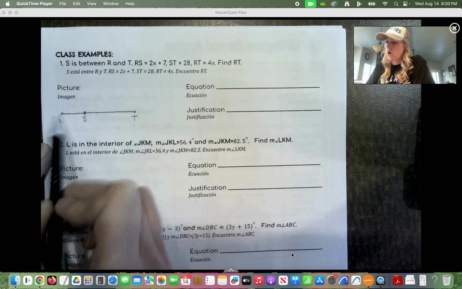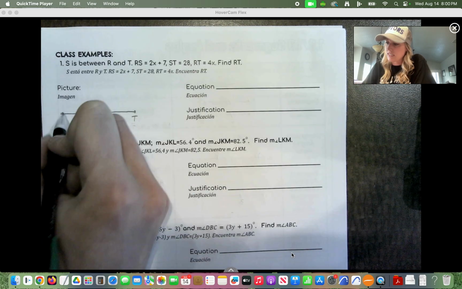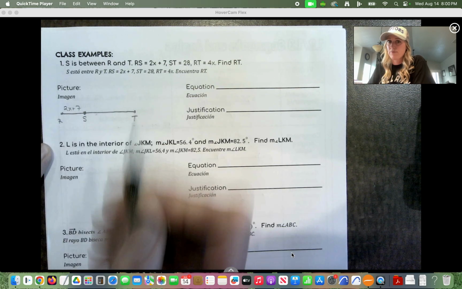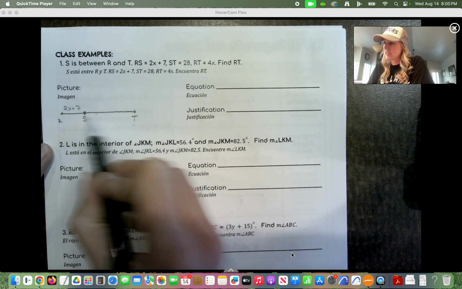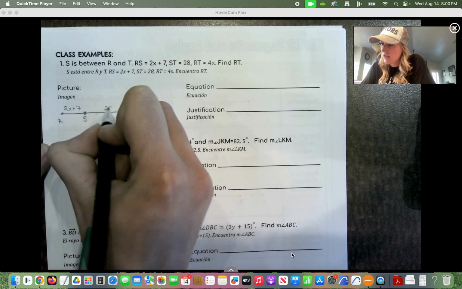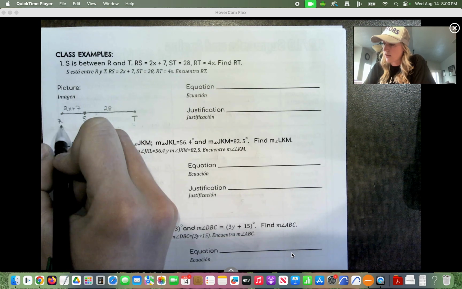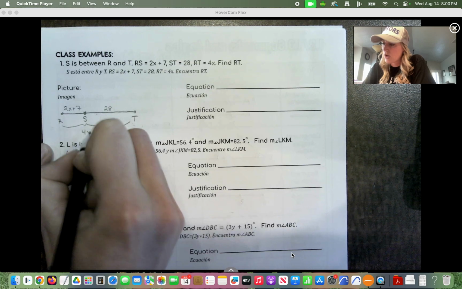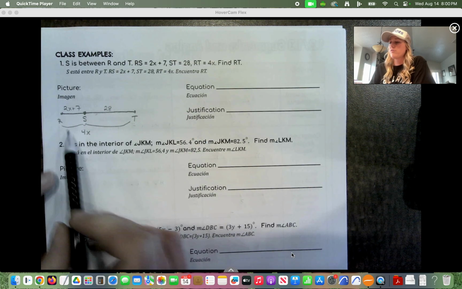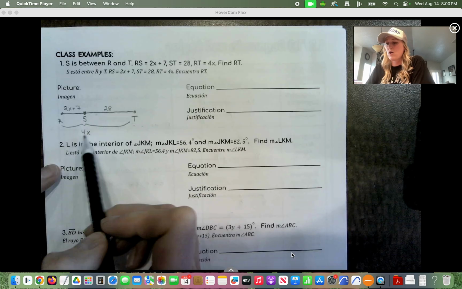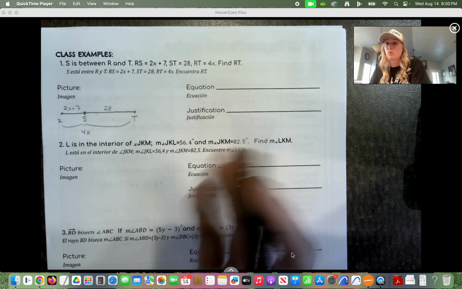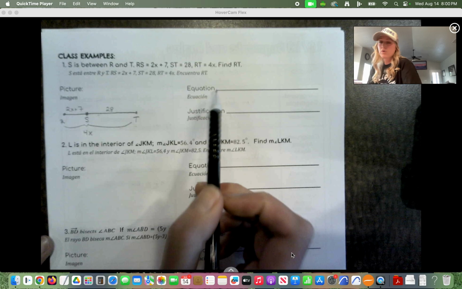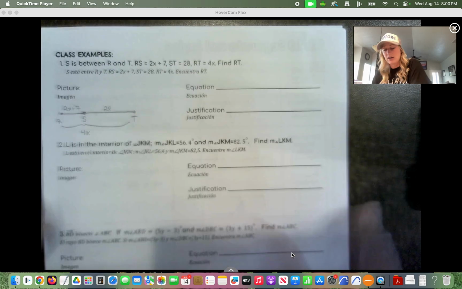Okay, so they're saying R to S is 2x plus 7. So I'm going to put 2x plus 7 over that length. S to T is 28. And then R to T is 4x. So this whole length, R to T, is 4x. They want me to find the length of RT. Well, all I know right now is it's 4x. I want an actual number to go with RT, so I need to figure out what x is. So we're going to set up an equation and solve for x.